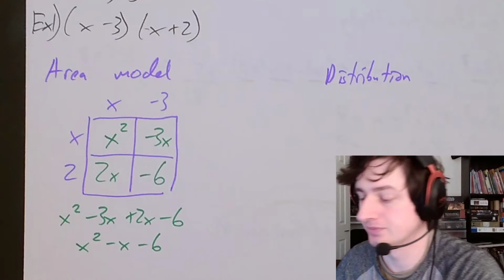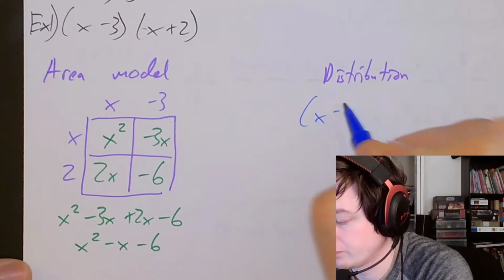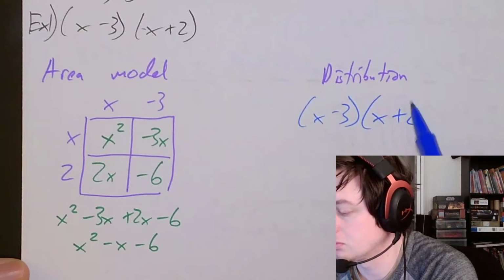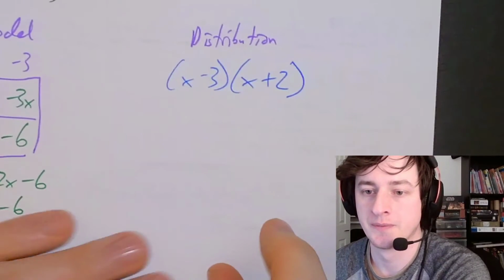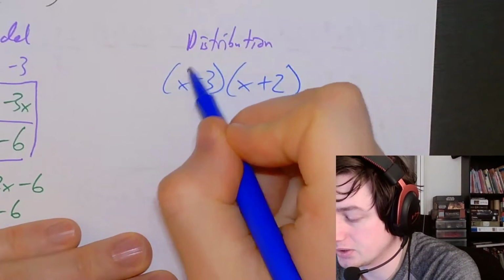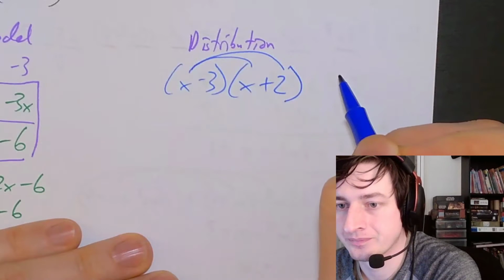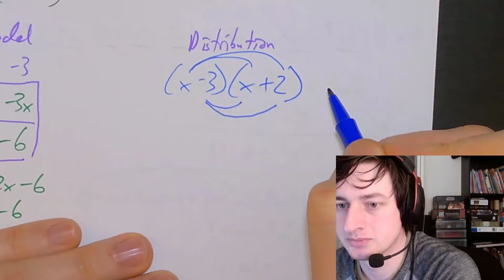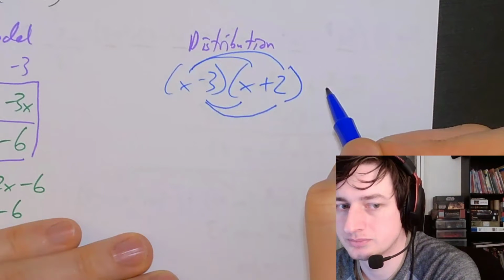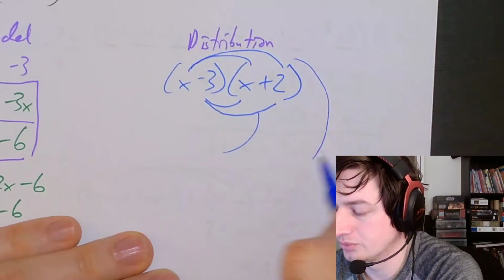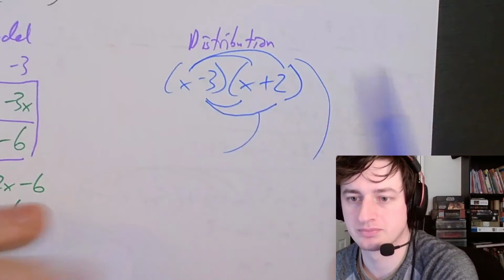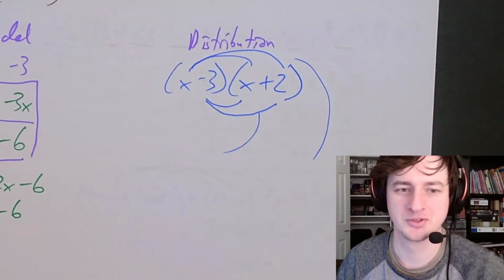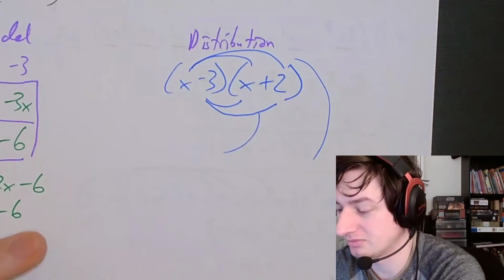Okay, but there's another way to do this. You can just distribute. Just do x minus 3 times x plus 2. Multiply this x times everything over here, and multiply this negative 3 times everything over here. That'll give us our new problem, and we get kind of this bird face thing going on. Maybe you can see it.